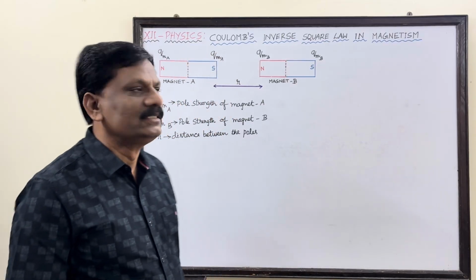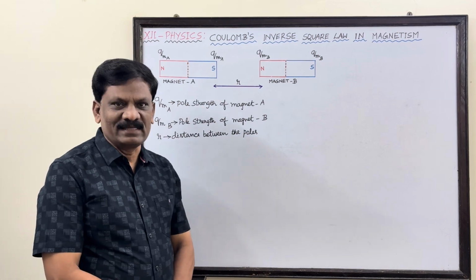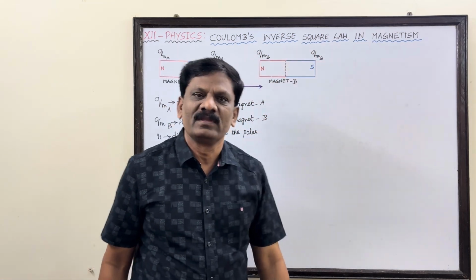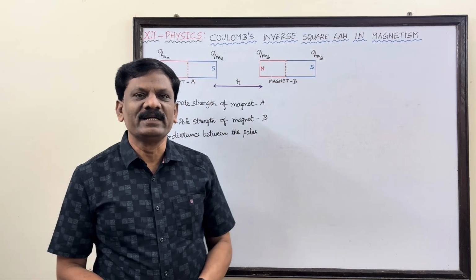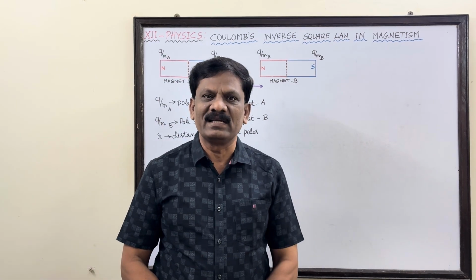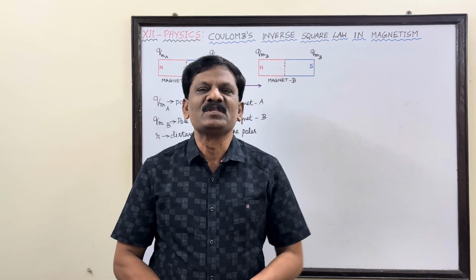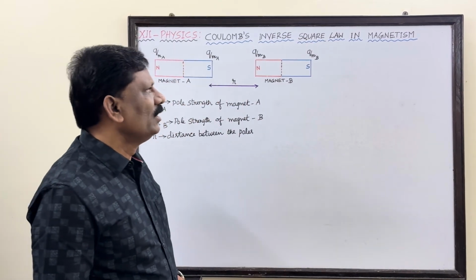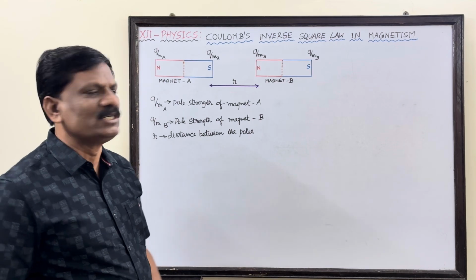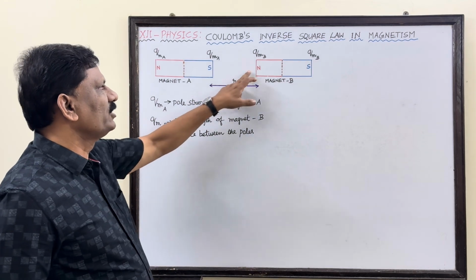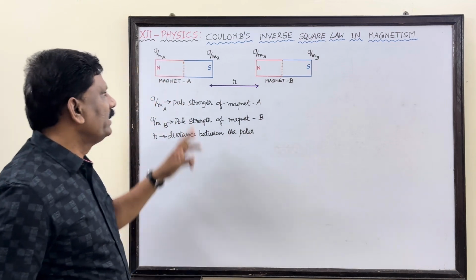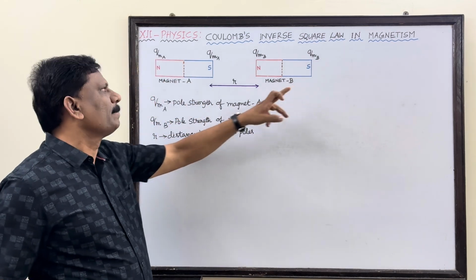Hi students, today we are going to discuss Coulomb's inverse square law in magnetism. Already, do you remember, we have studied Coulomb's inverse square law in electrostatics to calculate the force between two static charges. In the same lines, now we want to get an expression to calculate the force of attraction or repulsion between two magnetic poles.